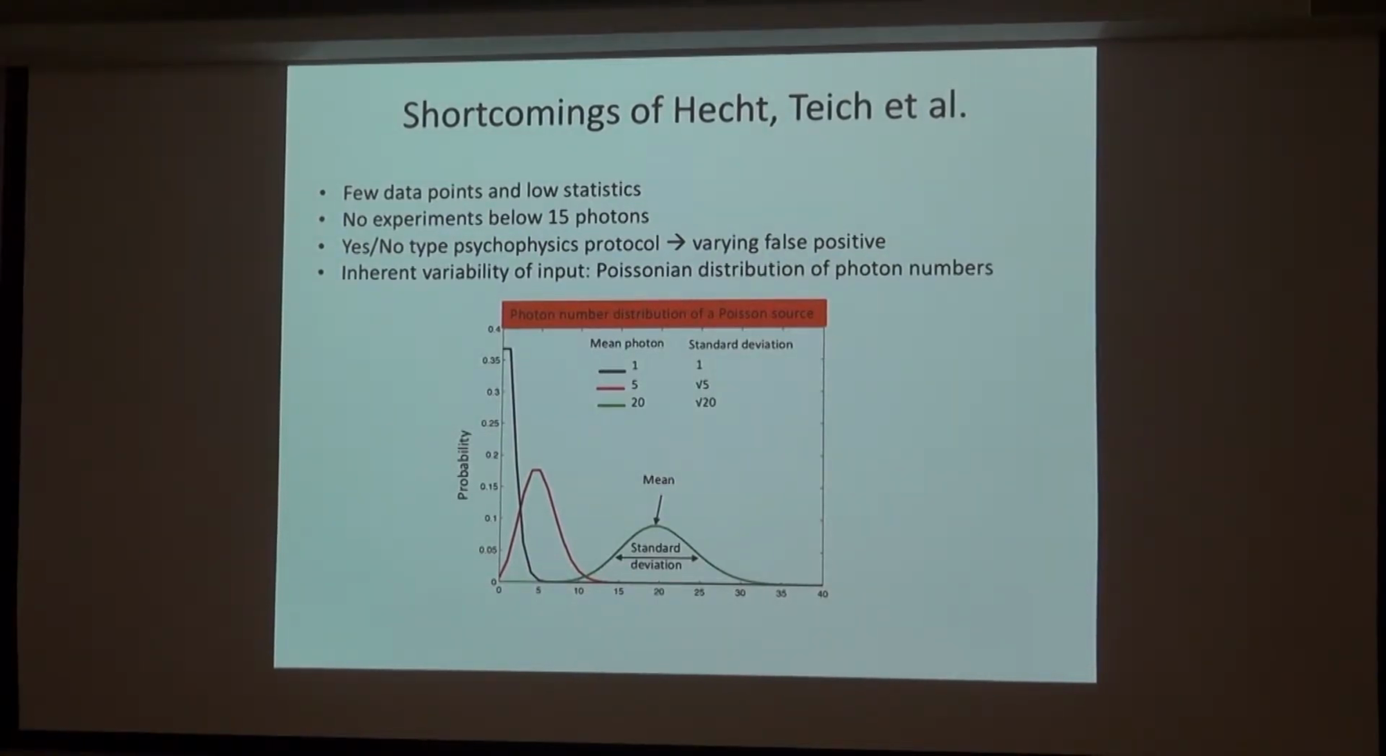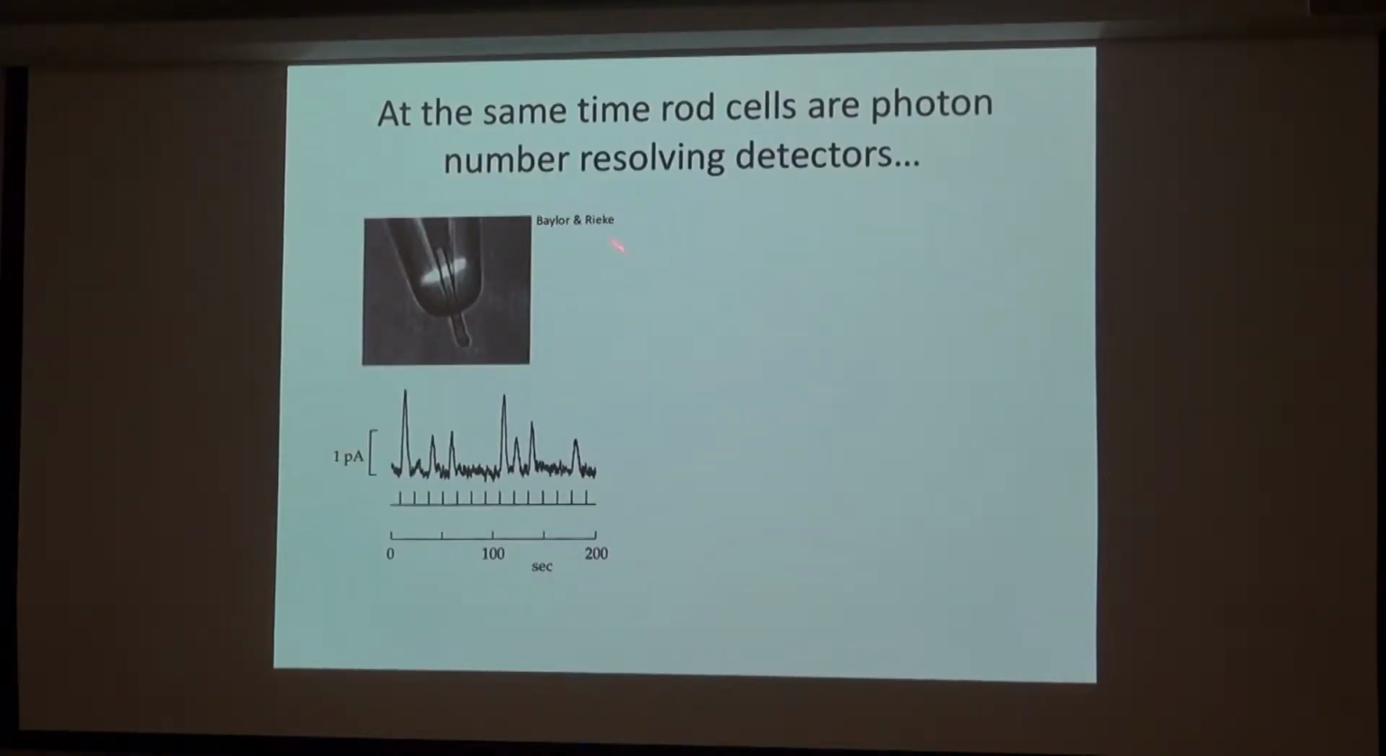At the same time, however, there were experiments done in the 90s and in the 2000s by Baylor and Rieke, who showed that an individual photoreceptor cell can be very sensitive to individual photons. What they did was record from individual photoreceptor cells in a suction electrode configuration, in which you can record the current that is generated in a photoreceptor. When they were shining flashes of light, they could see that the responses exhibited a kind of quantal change.